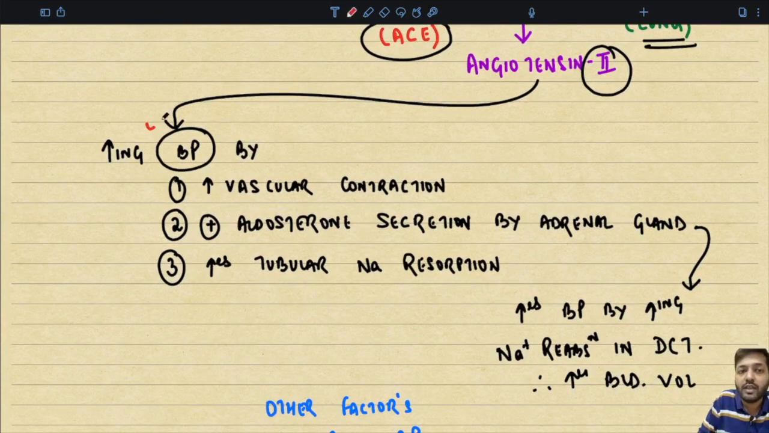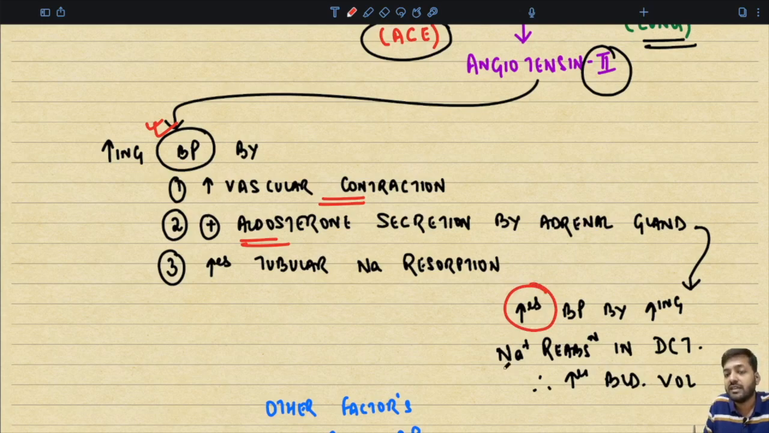How are they going to increase the blood pressure? Number one, they can directly cause increased vascular contraction, so they can cause vasoconstriction. Number two, they can stimulate the release of aldosterone by the adrenals, which can increase the blood pressure by increasing sodium reabsorption at the distal convoluted tubules, and therefore increase the blood volume. So this is how they can increase the blood pressure.